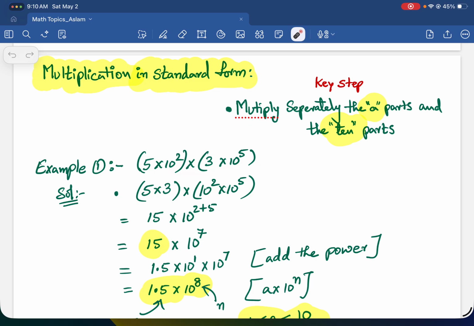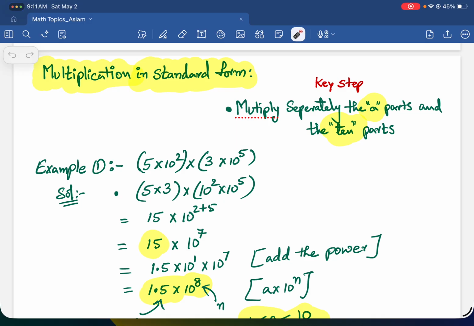Now if you remember the laws of indices, a to the power of m times a to the power of n is always equal to a to the power of m plus n. If you want to know more about laws of indices, please do watch my video on laws of indices. So 5 times 3 is 15, and 10 to the power of 2 plus 5 is 10 to the power of 7.